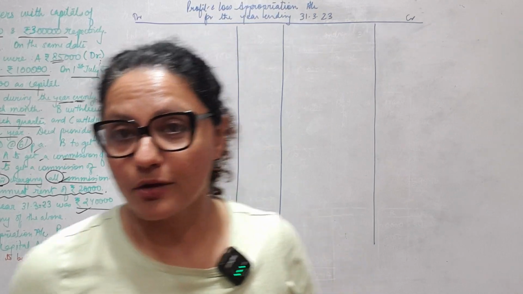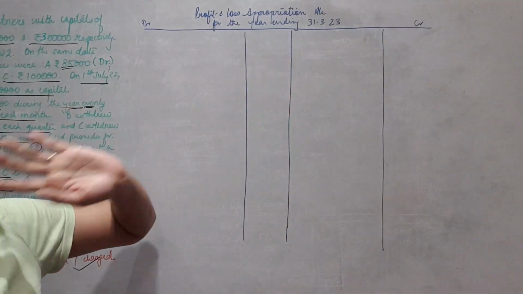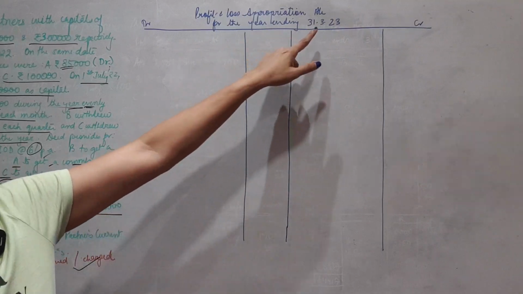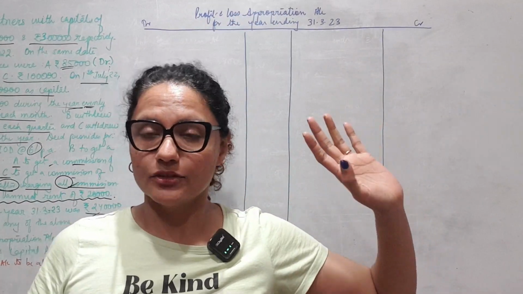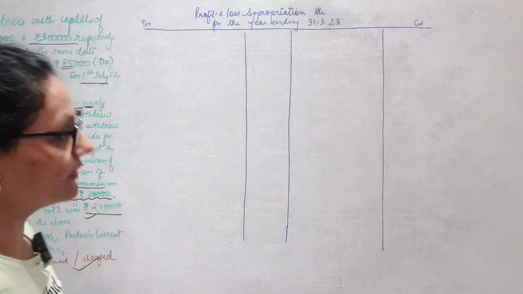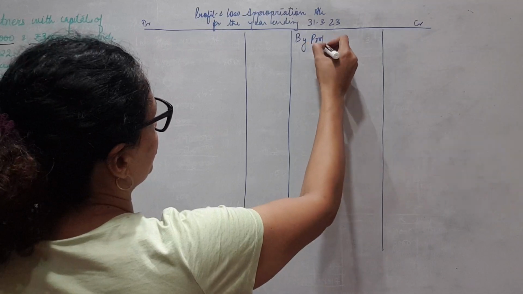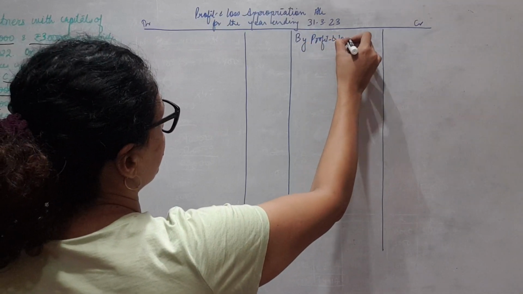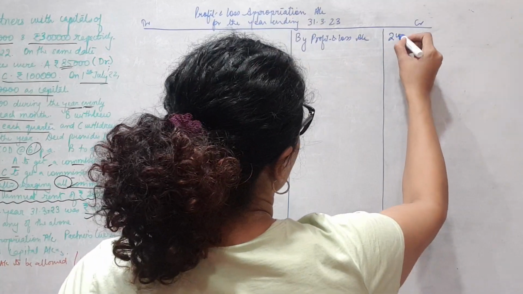Yes, your format should be correct. Profit and loss appropriation account for the year ending 31/3/23. Please, the date, everything: for the year ending, not as at. You have to take care of all the little small things here. So let's start with bringing the profit here from the profit and loss account. Yes, the net profit, which was 2,40,000.